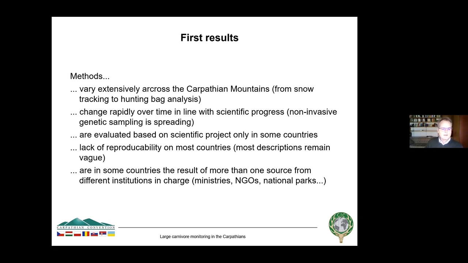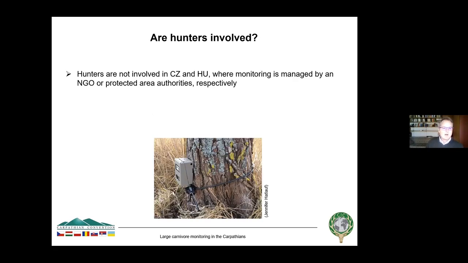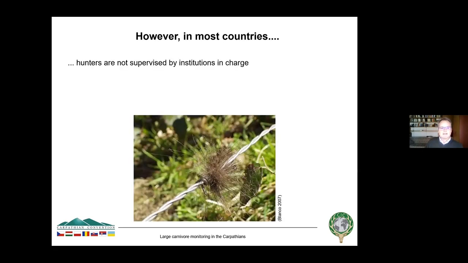So for the seminar today, the question came up, are hunters involved in monitoring? Well, the hunters are not involved in the Czech Republic and Hungary, where monitoring is managed by an NGO or by a protected area authority, respectively. The hunters are involved in all other countries where monitoring is coordinated by state authorities, by the Ministry of Environment, by a hunting department, or by state nature conservancies.